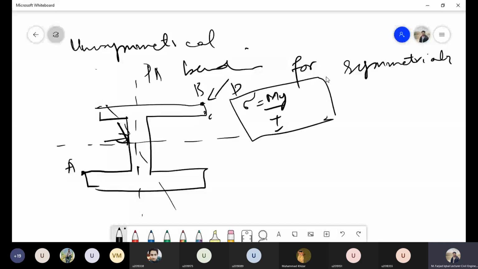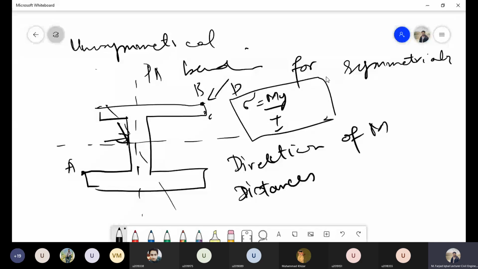But you have to remember that there were certain rules regarding the direction of moments. There was a certain sign convention, and there was a convention for the distances to the neutral axis, which were y and z. Therefore, if a point is not in the positive direction, then we were supposed to take these distances as negative.